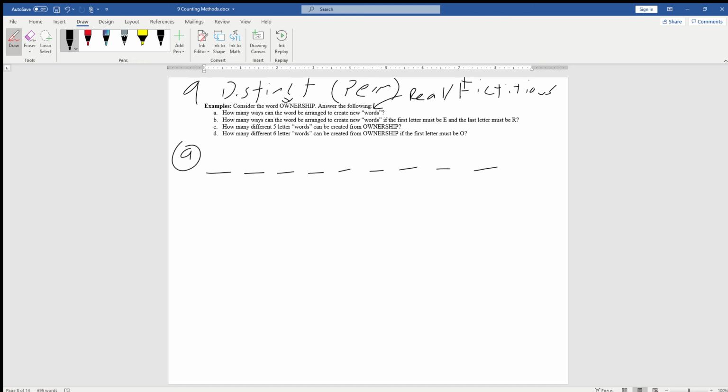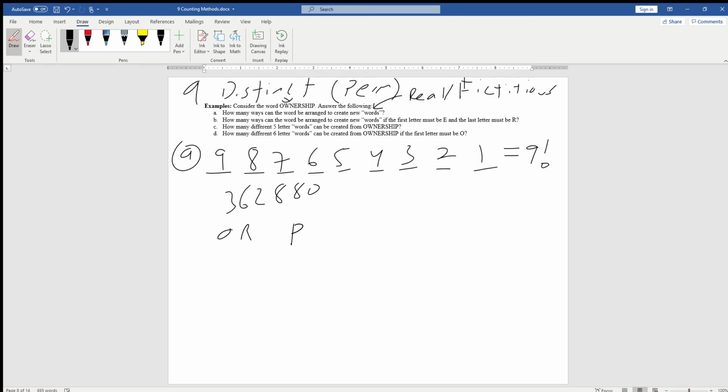In the first one we have 9. Now if we're arranging the letters, once we pick that letter, it's gone. So we could say 9, 8, 7, 6, 5, 4, 3, 2, 1. Another way to write that is 9 factorial. If I were to compute that in my calculator, that would work out to be 362,880. Now, another way to do this is by using a permutation.